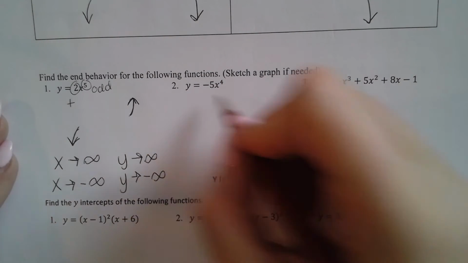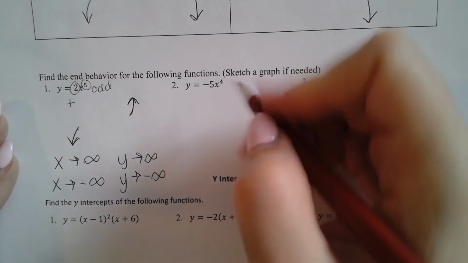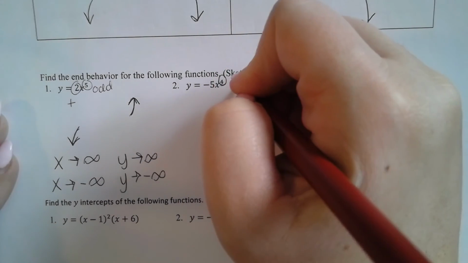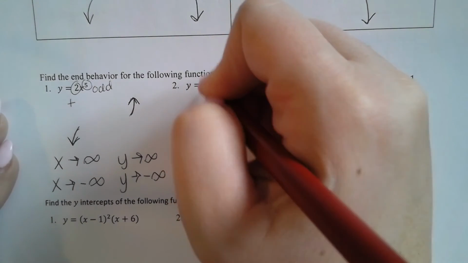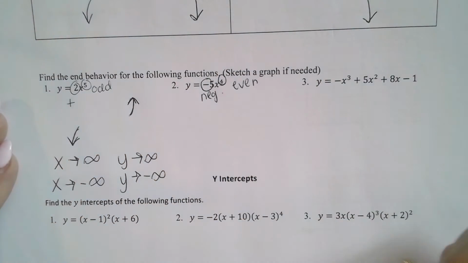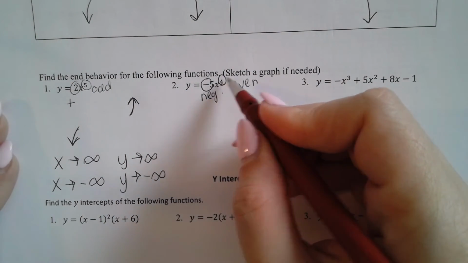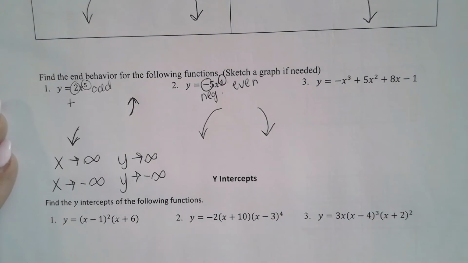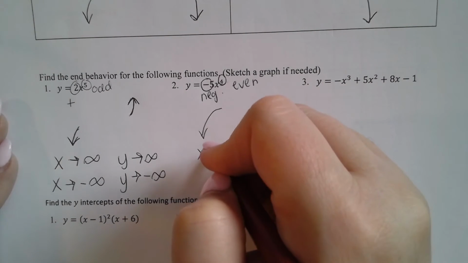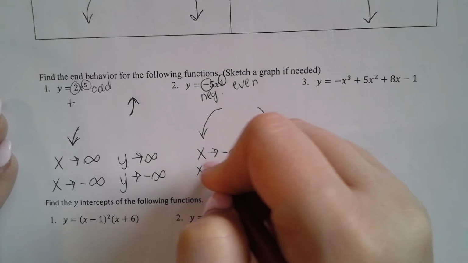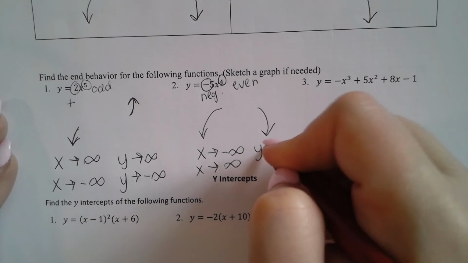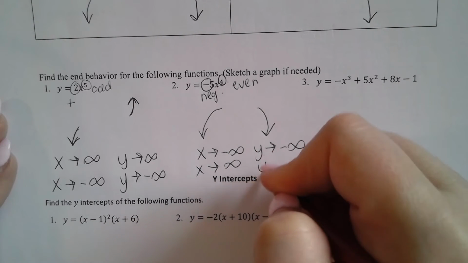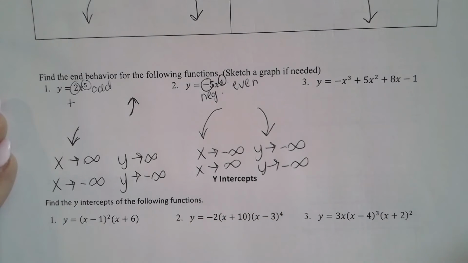Okay, number 2, we've got negative 5x to the 4th. So 4 is even, and then we've got a negative. Even means our arrows are together, negative means both down. So our arrows are going to be like this. As x is going to negative infinity, y is going to negative infinity for both directions.